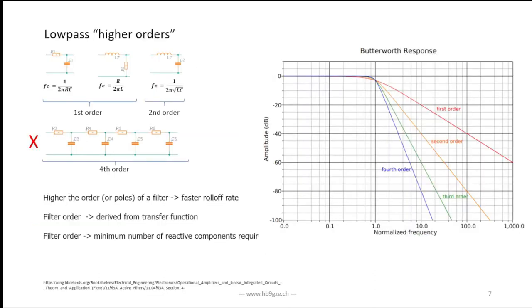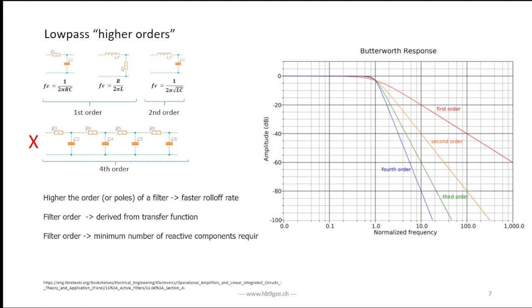A low pass filter with just one inductance or one capacitance are first order filters. If you use a capacitance and an inductance, you already have a second order filter. And we know that first order filters roll off with 20 dB per decade, second order filters with 40 dB per decade. And the higher you go in order, the steeper your filter characteristic gets.